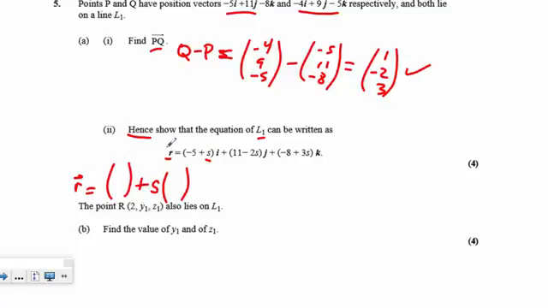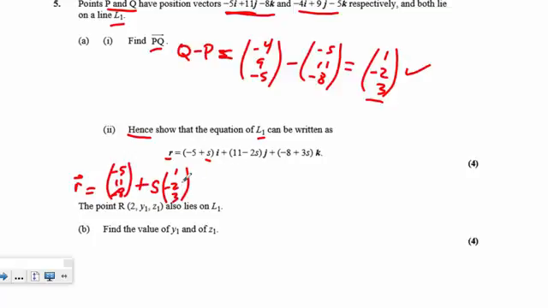Now, a point on L1, since they told me up here that L1 contains the points P and Q, then one of the points I'm going to use for L1 is P, -5, 11, and -8. I don't know why it keeps doing that here. And then I have this direction vector, which is the same thing as PQ, the thing I just found. So I say 1, -2, and 3.